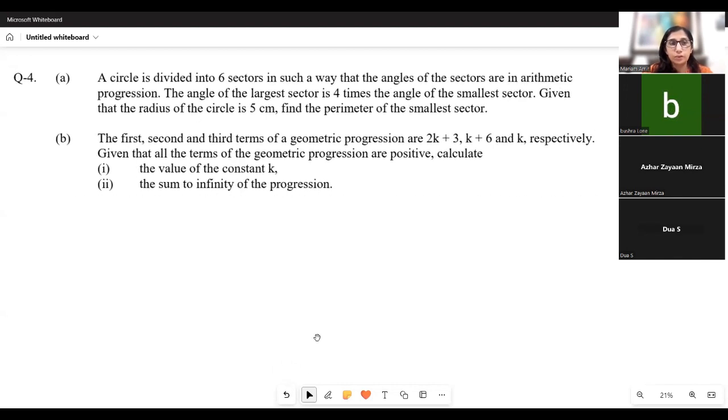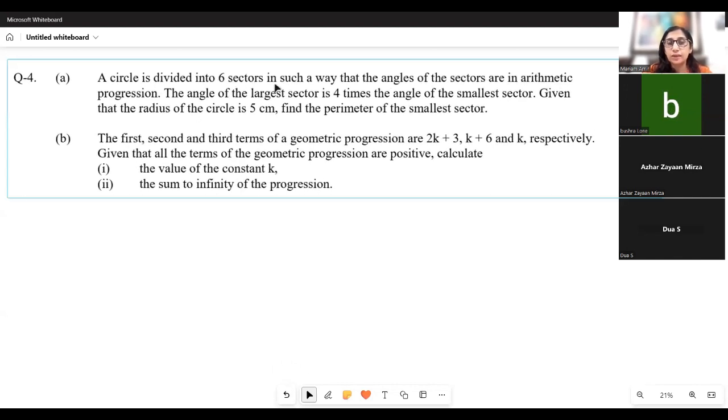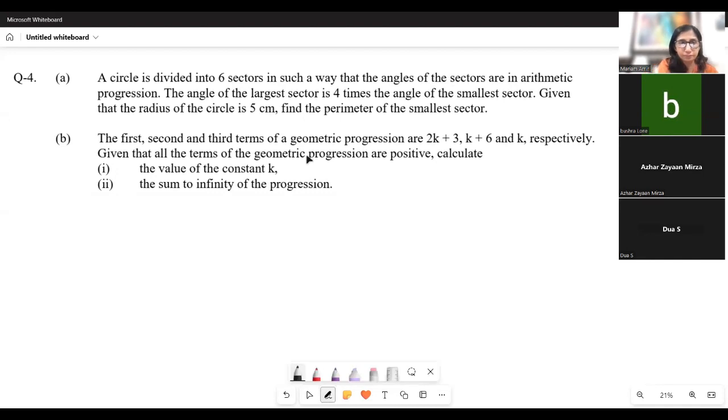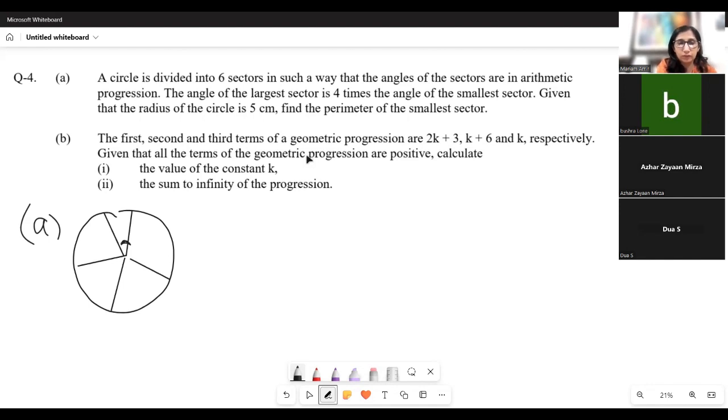All right. Question number 4. A circle is divided into 6 sectors in such a way that the angles of the sector are in arithmetic progression. The angle of the greatest sector is 4 times the angle of the smaller sector. Okay. So there's a circle divided into 6 sectors. So there's a smallest sector, then bigger than this one, then one bigger than this one, a bigger one, and then the biggest. So if this is the smallest one, its value is theta.